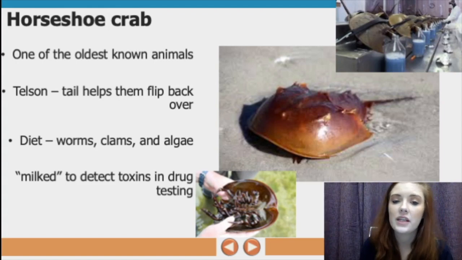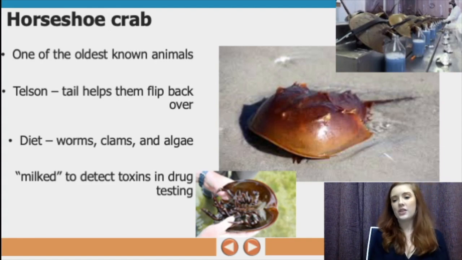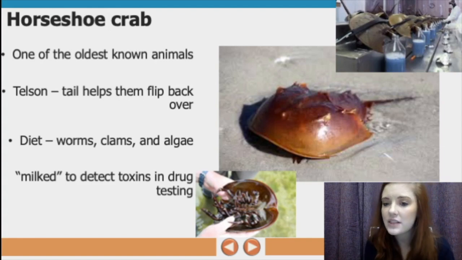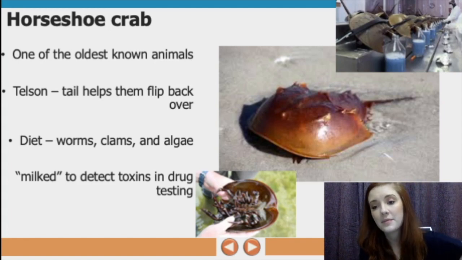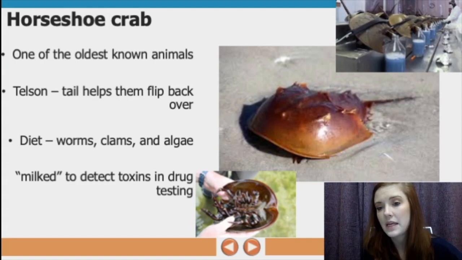So these guys actually eat worms and clams and algae. And they're kind of scary to look at. You do see them washed up on the beach from time to time, sometimes just their shell, because shorebirds actually eat their insides.